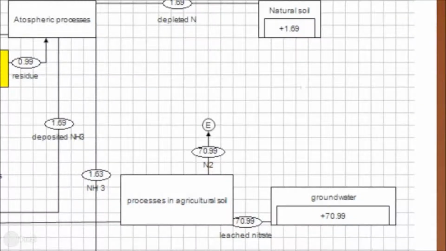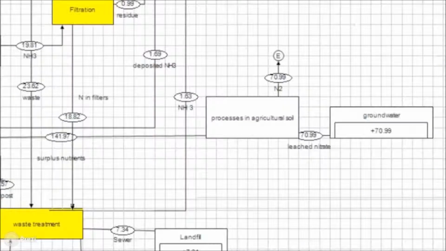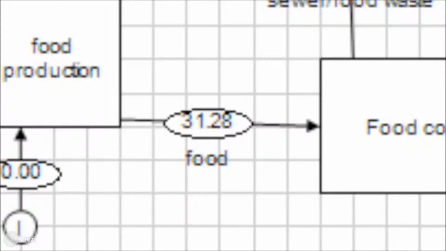So here you can see how this leads to leaching and deposition problem to be solved. However, you can see here that this also leads to a food shortage. We need 100, but we only have 31.28.